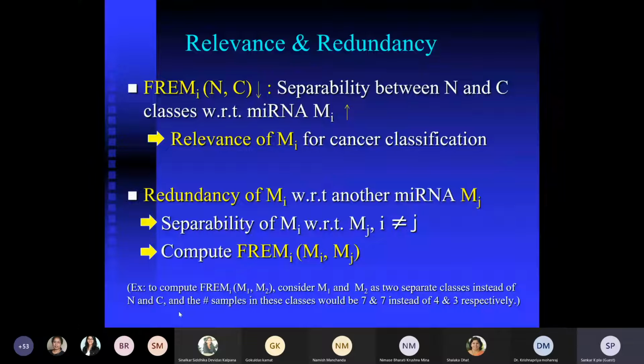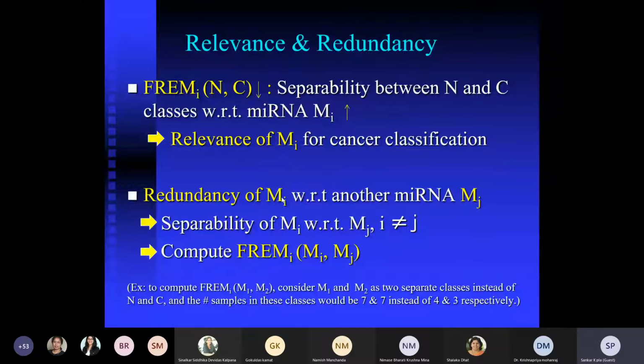So when you compute the relevance of the ith microRNA, I consider the separation between normal and cancer class. So if this value is decreasing, it means the separability between the normal and cancer classes is increasing. The relevance of the microRNA for cancer classification is increasing. Similarly, I can compute the redundancy of microRNA. That means if I take a set of microRNA, fine, but I want to see if there is any redundant microRNA so that I can remove it.